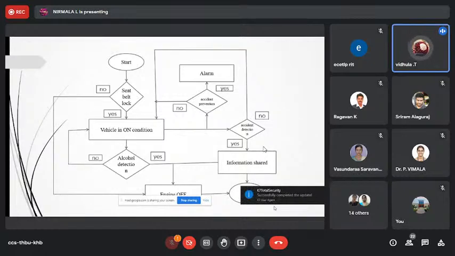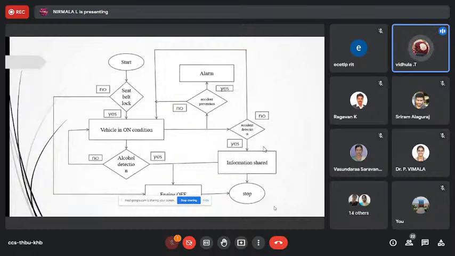Then we go for alcohol detection. In India, the permissible blood alcohol content is set at 30 milligrams of alcohol per 100 ml of blood. It will be checked whether the driver's alcohol level is high or low. If the alcohol is high, the information should be shared with family members and the engine is off. If the driver's alcohol is low, the engine will be on and the car is in moving condition.